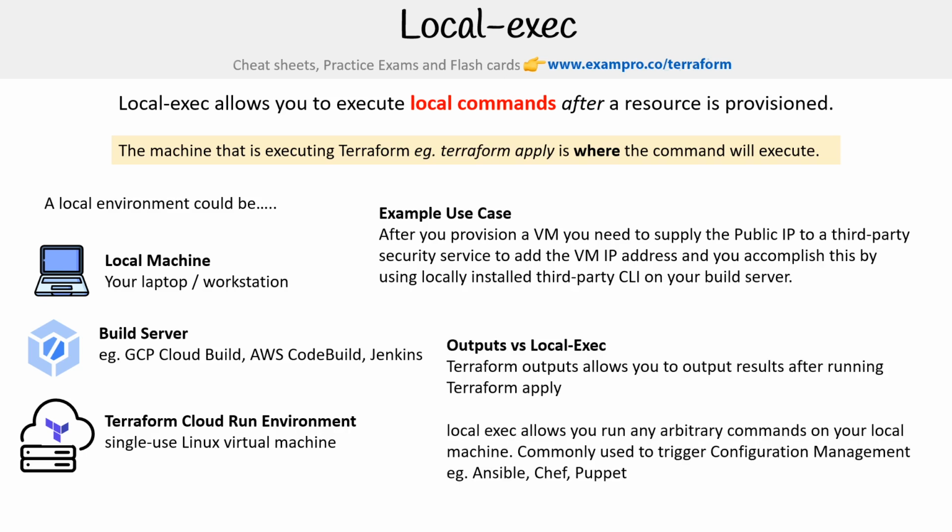And so there is a bit of an overlapping responsibility between Terraform outputs versus Local-Exec, because the idea is that by getting data out after something is provisioned, you can do something pragmatic. But the idea here is Terraform outputs allow you to output results after running Terraform apply. Local-Exec allows you to run any arbitrary commands on your local machine, commonly used to trigger configuration management like Ansible, Chef, or Puppet.